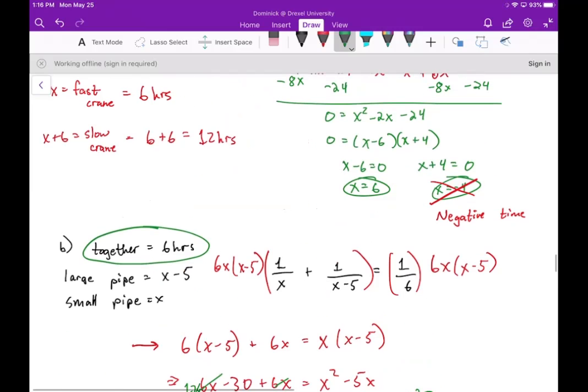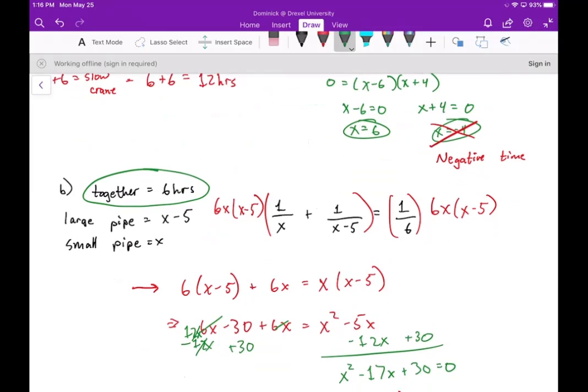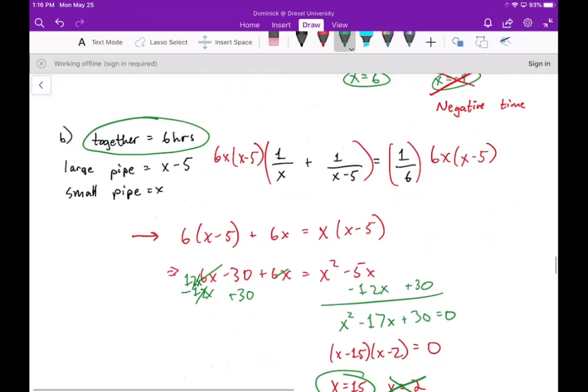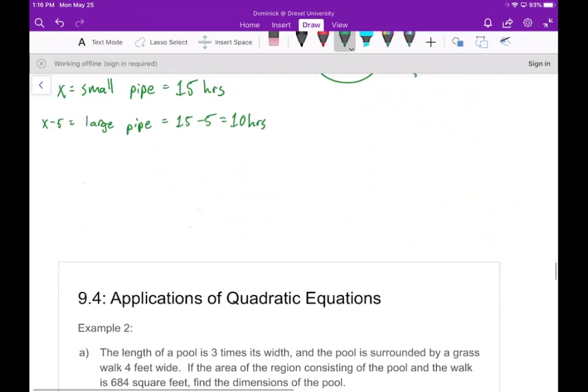The 2 doesn't make sense here because then you're saying the small pipe by itself does it in 2 hours when both working together takes 6 hours, and that doesn't make sense. Okay, so those are some combined work problems. Those are interesting.